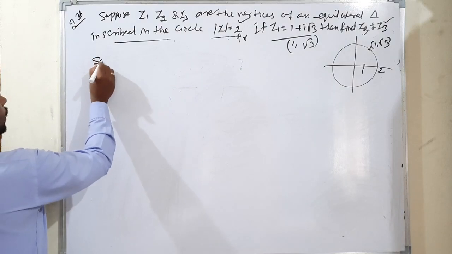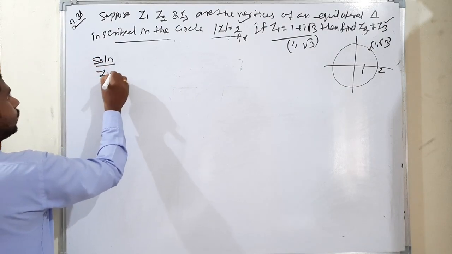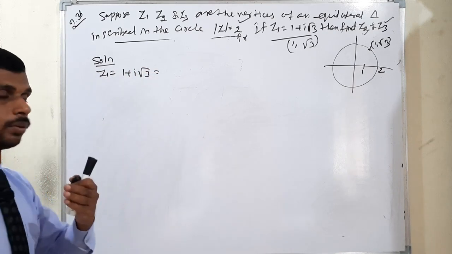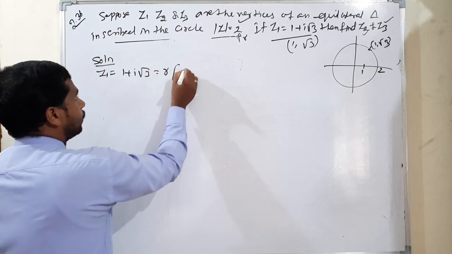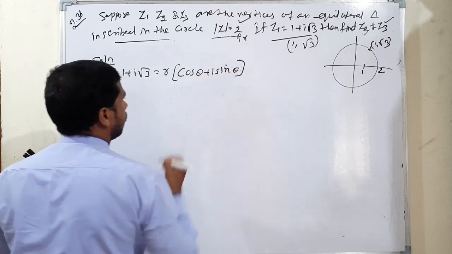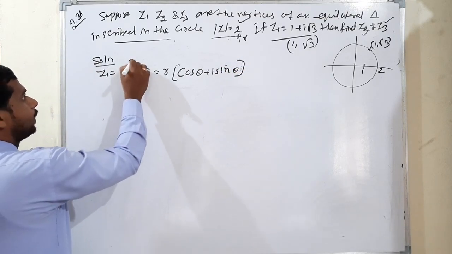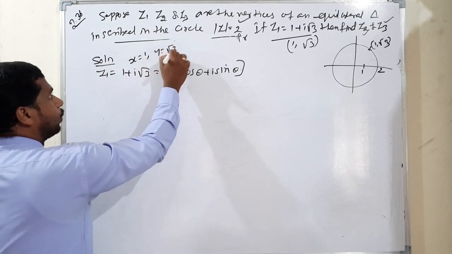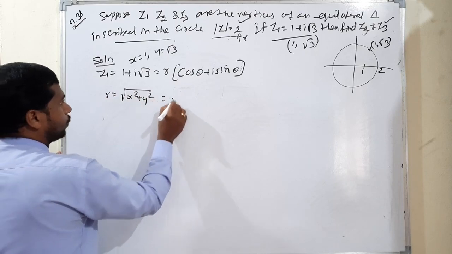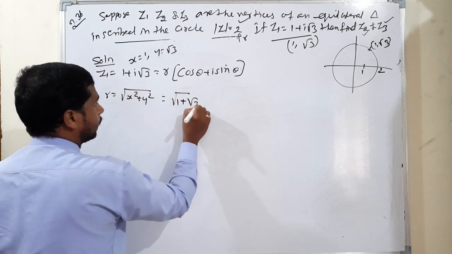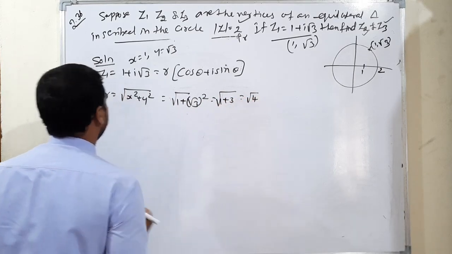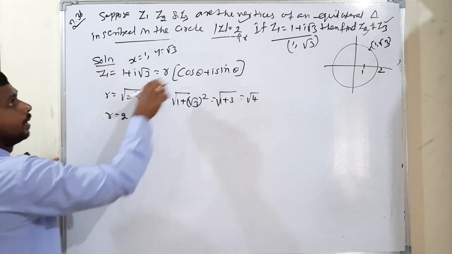Solution. Z1 is equal to 1 plus i root 3. This is how to convert it to the basic complex form, r into cos theta plus i sin theta. First, we need to find r. Here x is equal to 1, y is equal to root 3. So r is equal to square root of x square plus y square, which is the square root of 1 plus root 3 the whole square, that is square root of 1 plus 3, which is 4. Therefore, the r value will be 2. See, the radius will be 2.